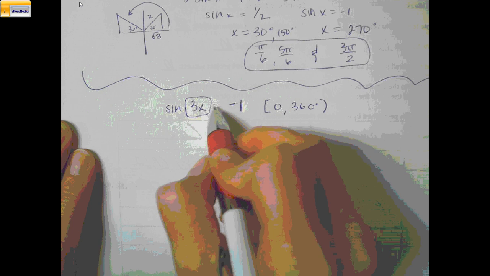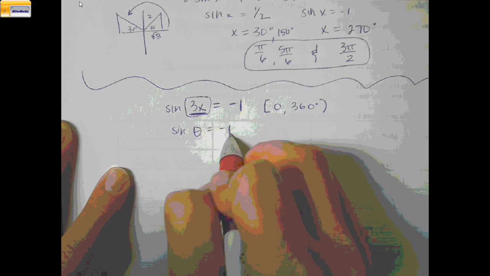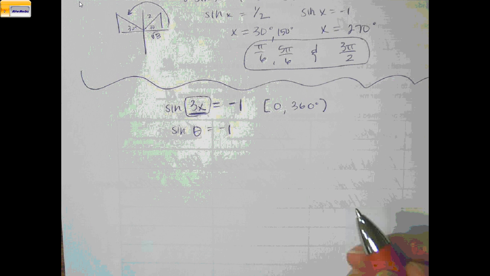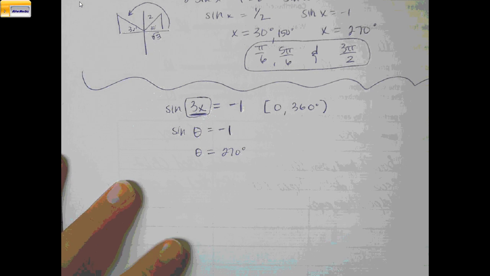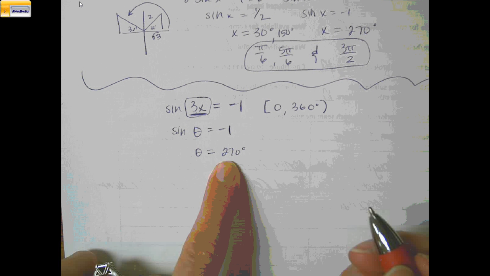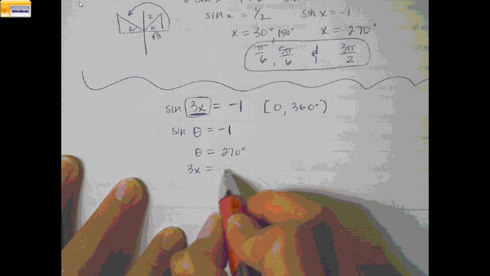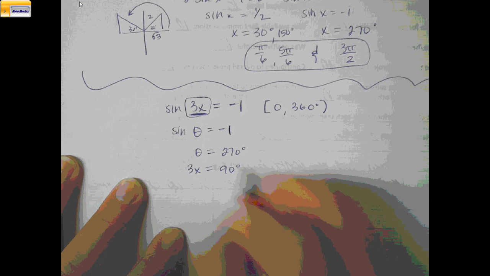If we're looking for sine of 3x equals negative 1, we're solving for an angle here, actually 3 times that angle. Sine of some angle equals negative 1. Well, you know what angle does that. The angle that gets us negative 1 for sine is going to be 270 degrees. So 270 degrees is 3x. If we divide by 3, we're going to get 90 degrees.